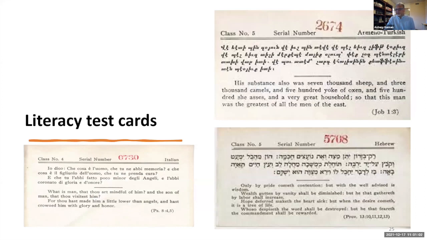Literacy tests were typically operationalized in the form of literacy test cards in multiple languages. Here's an example. I have examples from Italian, Armenian, Turkish, and Hebrew. So if you're an immigrant and you arrived in the 1930s in the United States, you would be given a card of your choice. If you said you were Italian, you'd be given the Italian card, and you were expected to be able to read the Italian or the English. I'm not sure how proficient you had to be or how accurate you had to be, because immigration officers really did not have any training in this matter. However, this was one of the ways it was enforced.